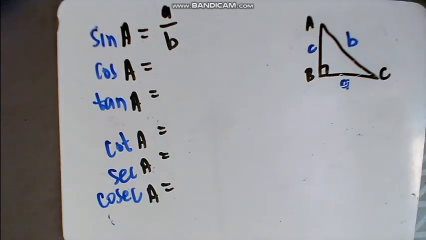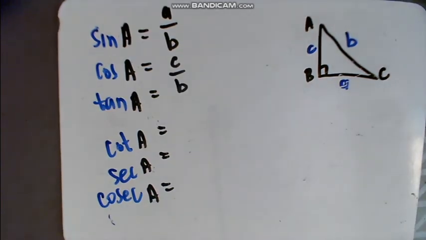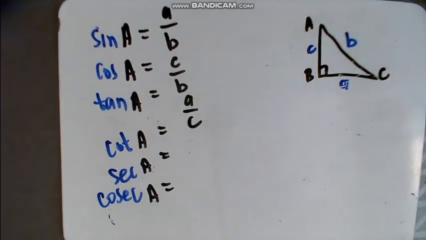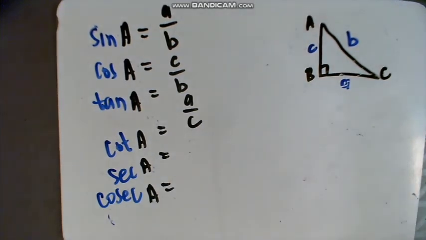What will cos A be? It will be C over B. What will tan A be? Tan A is the opposite over the adjacent. Alright, so that's kind of simple. So you have to know the definitions. Now for cosec, it will be the reciprocal of sine A. Secant A will be the reciprocal of cos A. And cot A will be the reciprocal of tan A.